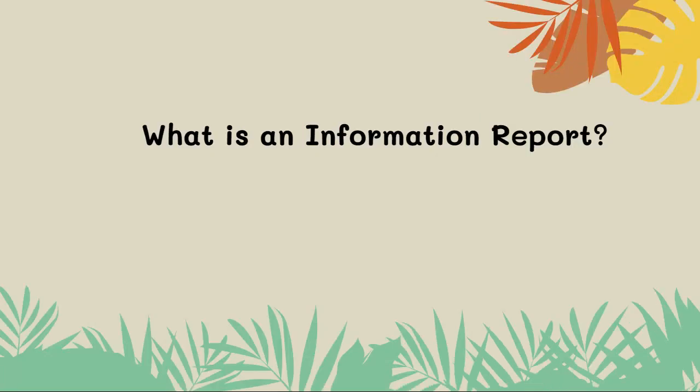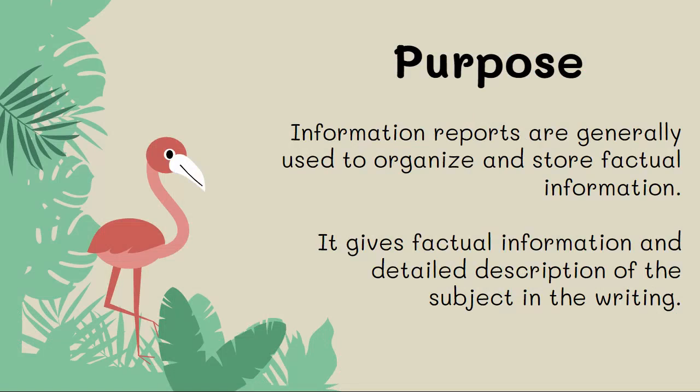What is an information report? The purpose of an information report is to give information about something that has happened or is happening. They are generally used to organize and store factual information. It gives factual information and detailed description of the subjects in the writing.